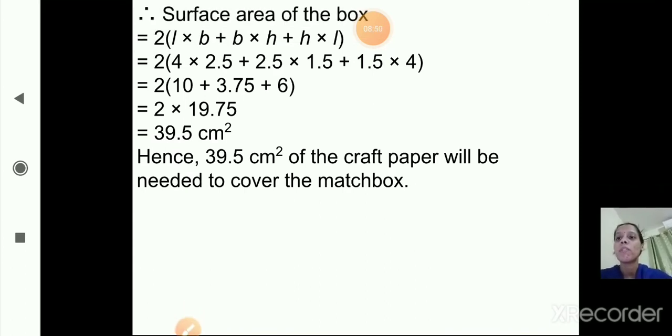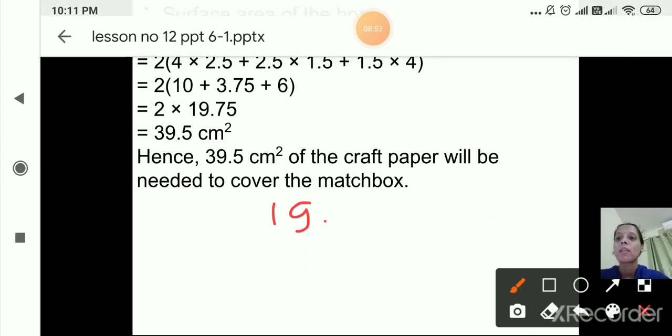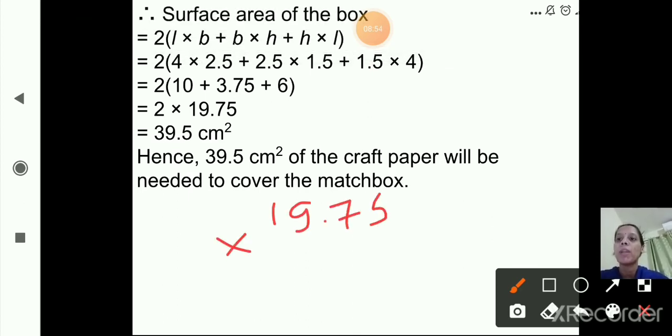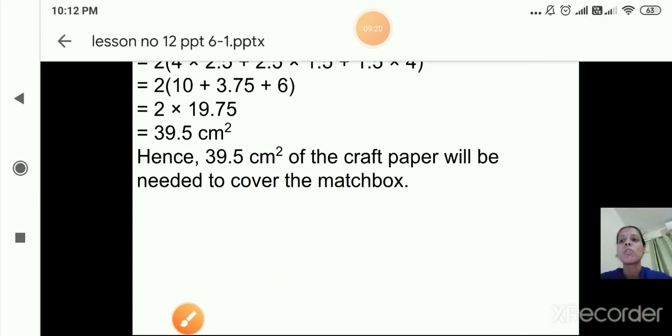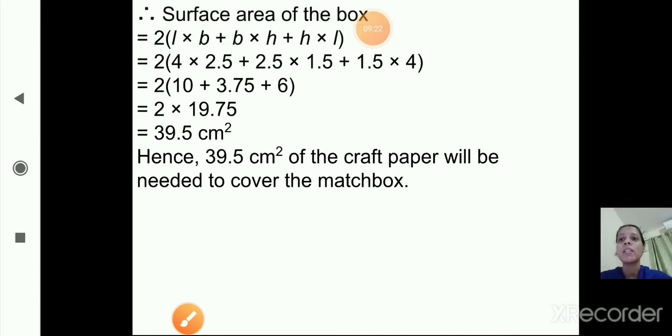19.75 multiplied by 2. See this, 5 2s are 10, 0 here, 1 carrying. 7 2s are 14 plus 1, 15, 5 here, 1 carrying. 9 2s are 18 plus 1, 19, 9 here, 1 carrying. 2 1s are 2 plus 1, 3, and here it is decimal point. So the answer is 39.50, or you can write 39.5 centimeter square or square centimeter. So what is the final statement? Hence 39.5 centimeter square of the craft paper will be needed to cover the matchbox.